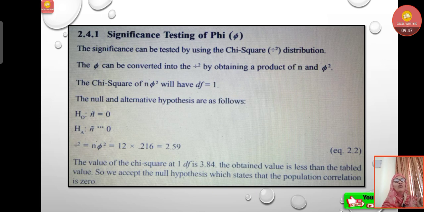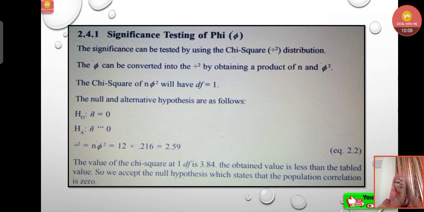The null and alternative hypotheses are as follows. You can see here the answer is 2.51. The value of the chi-square at 1 degree of freedom is 3.84. The obtained value is less than the tabled value. So we accept the null hypothesis, which states that the population correlation is 0.